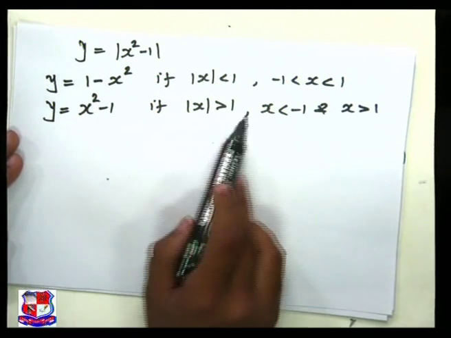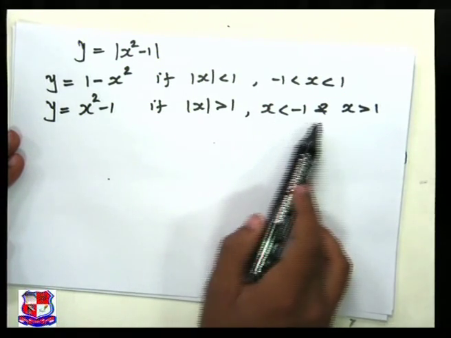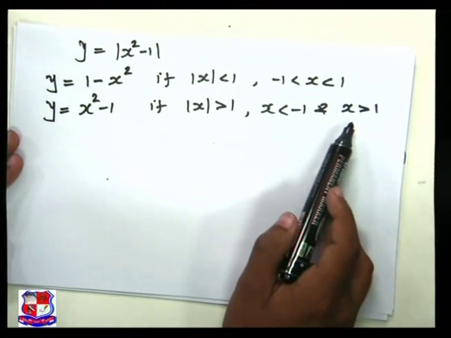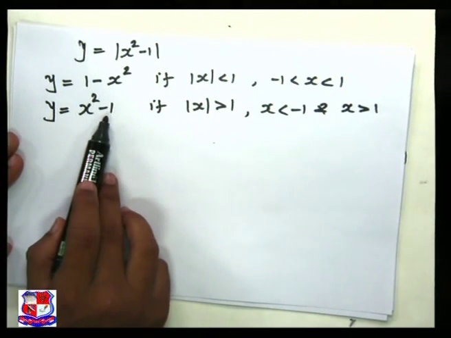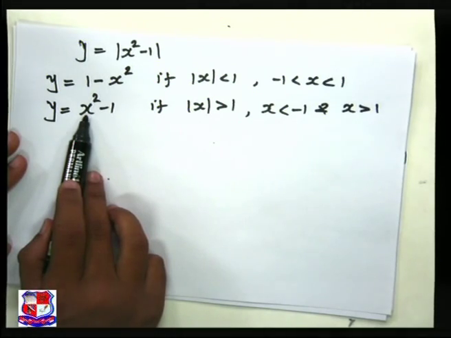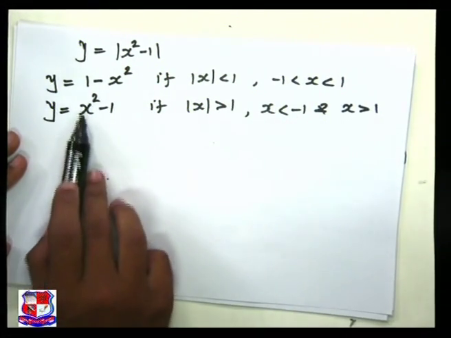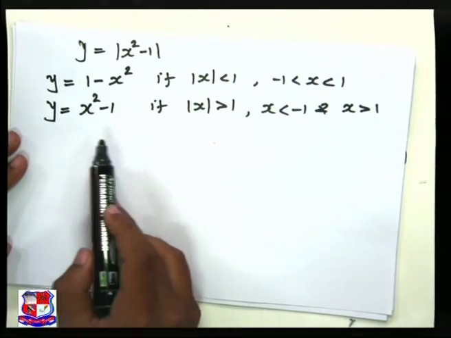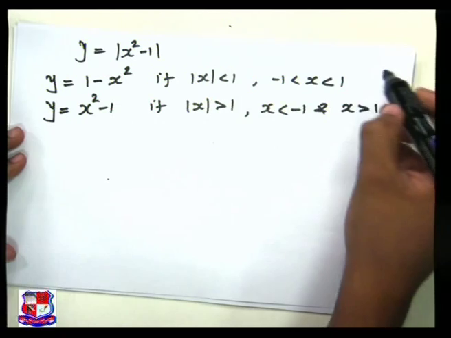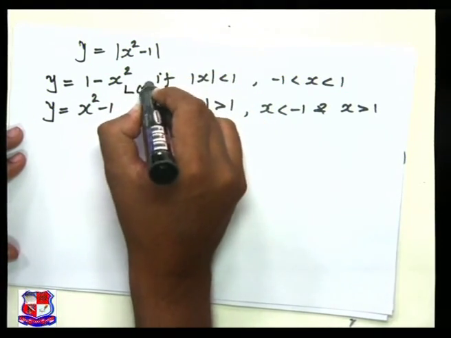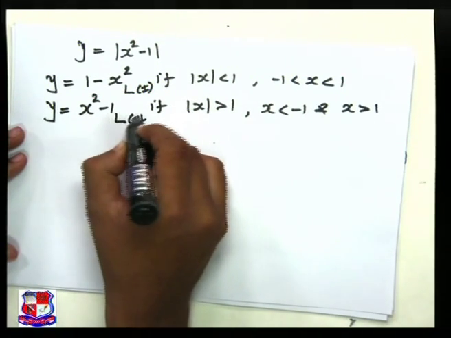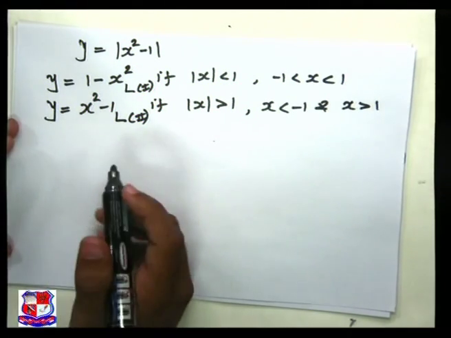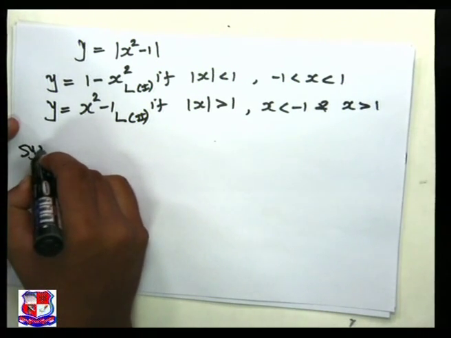Okay, in the reverse part, when mod x is greater than 1, that means when x is less than minus 1 and x is greater than 1. In these two parts, y is equal to x square minus 1, because in that case x square is greater than 1. In both these cases x square is greater than 1. So the value of y, modulus of x square minus 1, is the same as x square minus 1. So this is our equation 1, and this is our equation 2. Now symmetry. First part is symmetry.